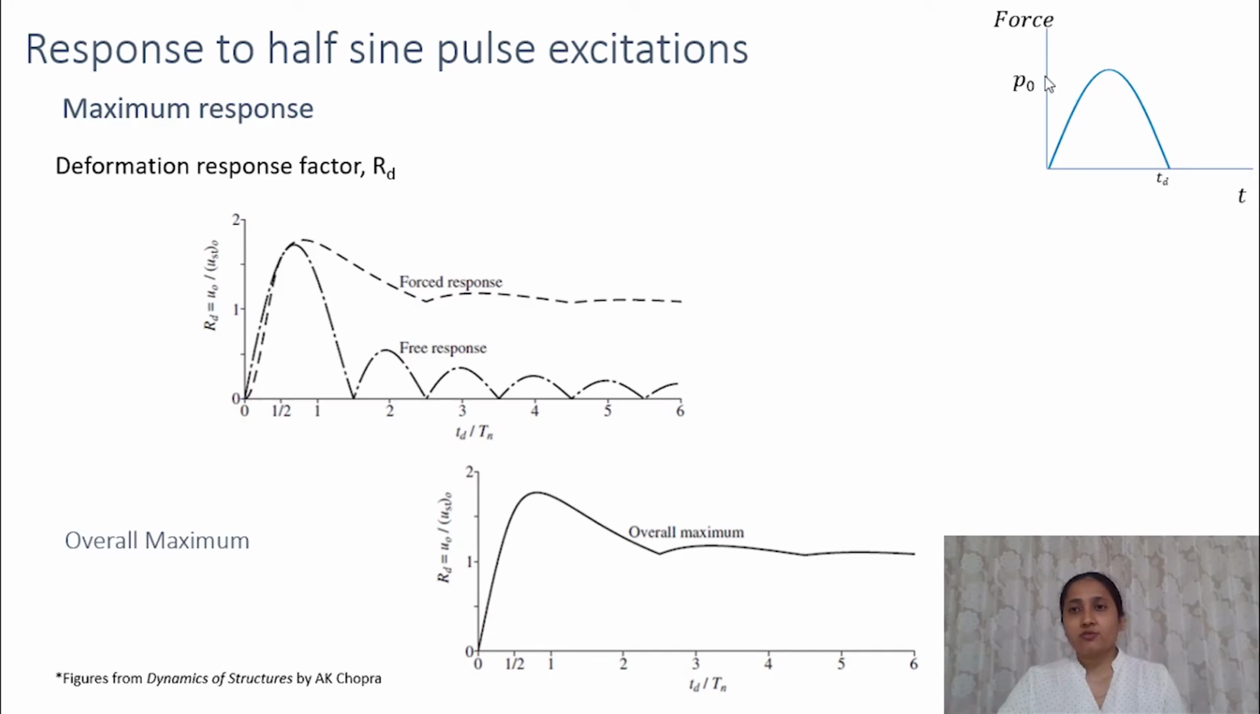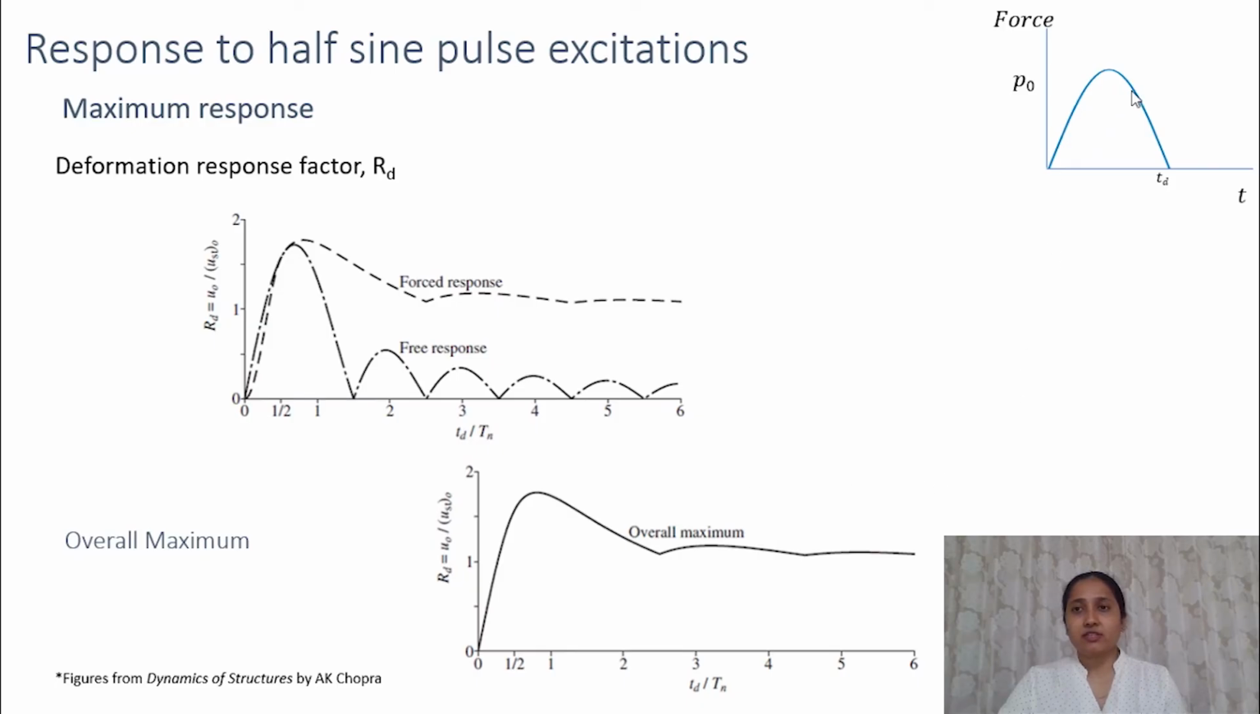In the case of a rectangular pulse, the load is suddenly applied. Before the pulse, the load amplitude is 0, and when the pulse starts, it is a sudden application of a load P0. So the dynamic effects are more there. That's why even for higher values of Td, we would get a maximum response of 2. This response factor is 2.